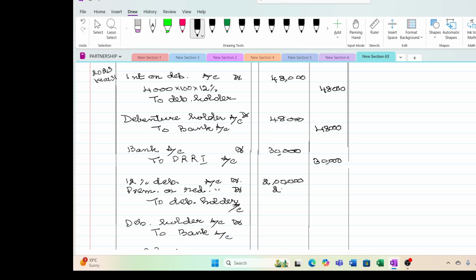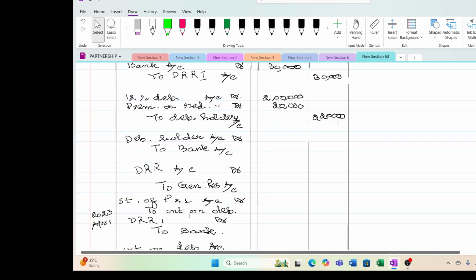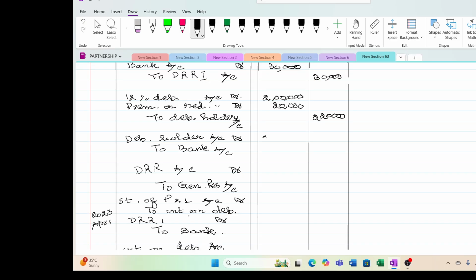And what is the premium we have to pay? That is 20,000. Debenture holders, we are going to make him payment of 2 lakh 20,000. This is the due for them. Debenture holder is 2 lakh 20,000. Bank account 2,20,000.